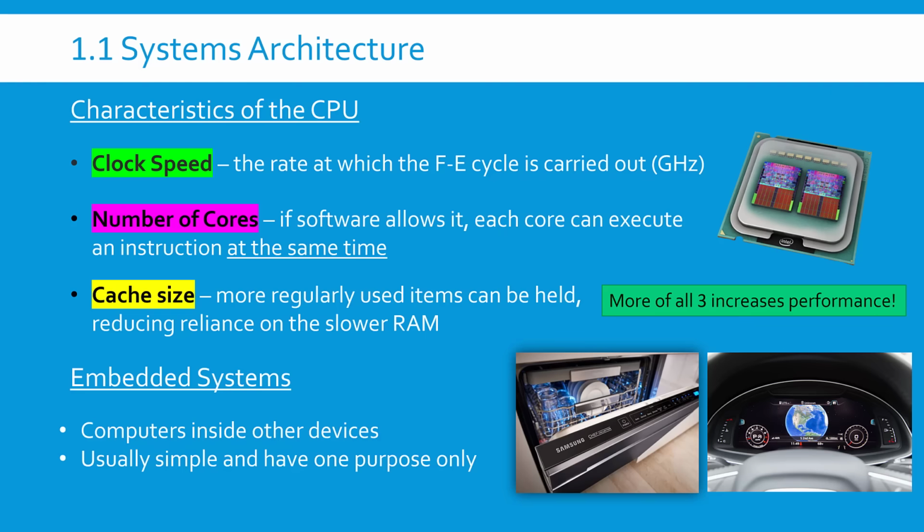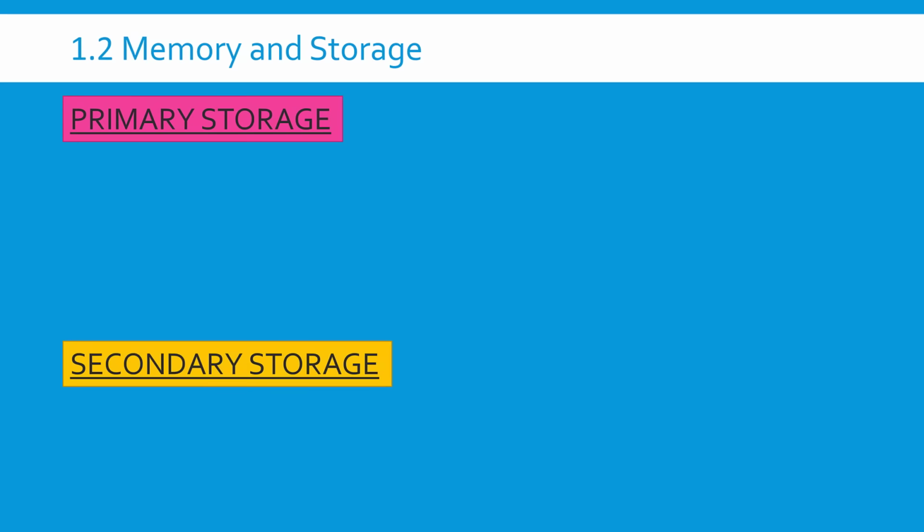They're usually very simple and have one purpose only. They do something very specific related to that device. We've got two types of storage in a computer, primary and secondary. Primary storage consists of RAM and ROM. Cache and registers aren't usually primary storage because they're part of your CPU. But RAM and ROM are both directly connected to the CPU and they're separate from it.